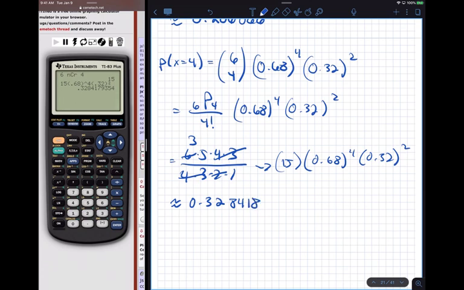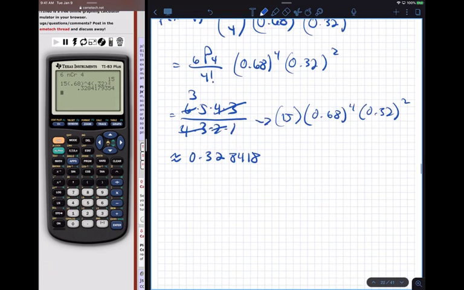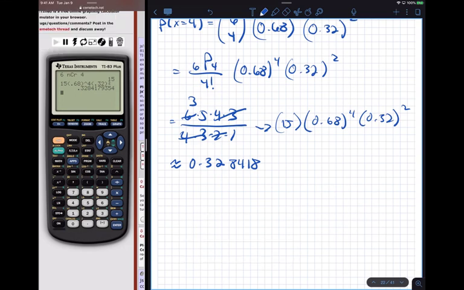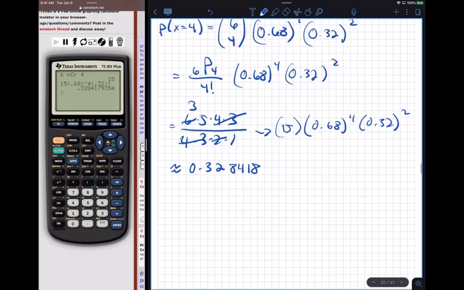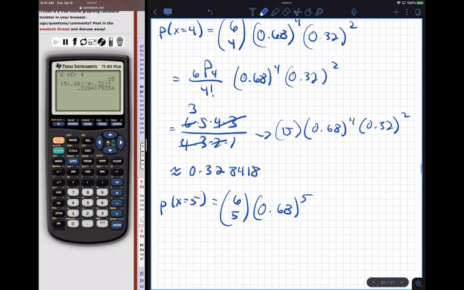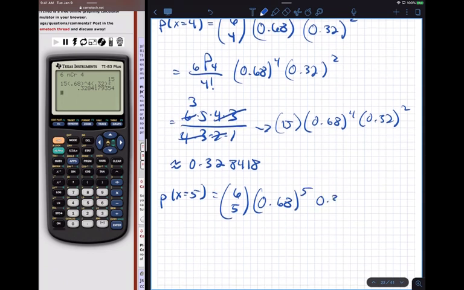Okay. I'll do another way. I can think of at least 2 more ways of using technology that you should have access to answer this. Let's look at the probability that x is equal to 5. That's going to be 6 choose 5. We already know what that one is. 0.68 to the power of 5, 0.32 to the power of 1.